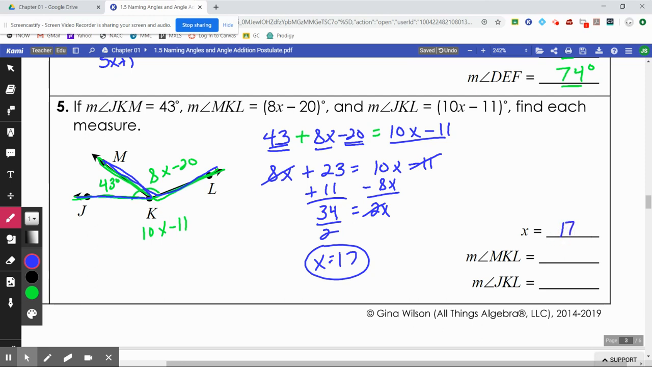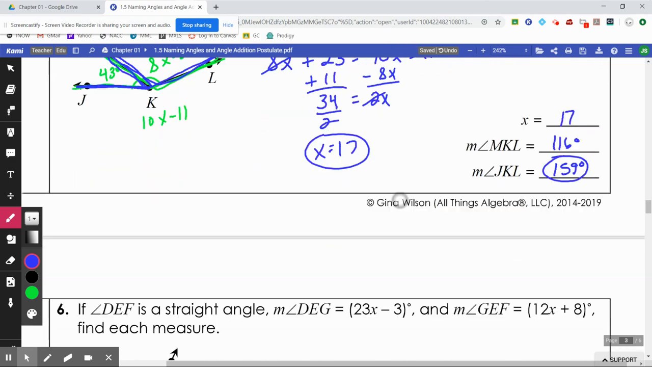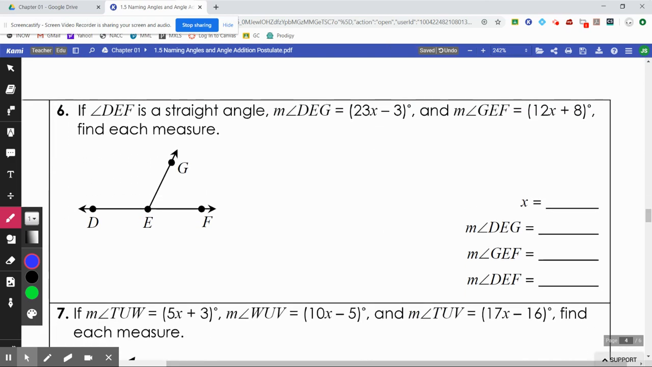So x is 17. So MKL is now 8 times 17 minus 20. That's 136 minus 20, which is 116. So that was MKL's 116 degrees. JKL is 10 times 17, which is 170 minus 11. It's going to be 159 degrees. Now, how can we check that? This one's 43. So here's 43. This is 116. If you add 43 and 116, you get 159. It checks out.